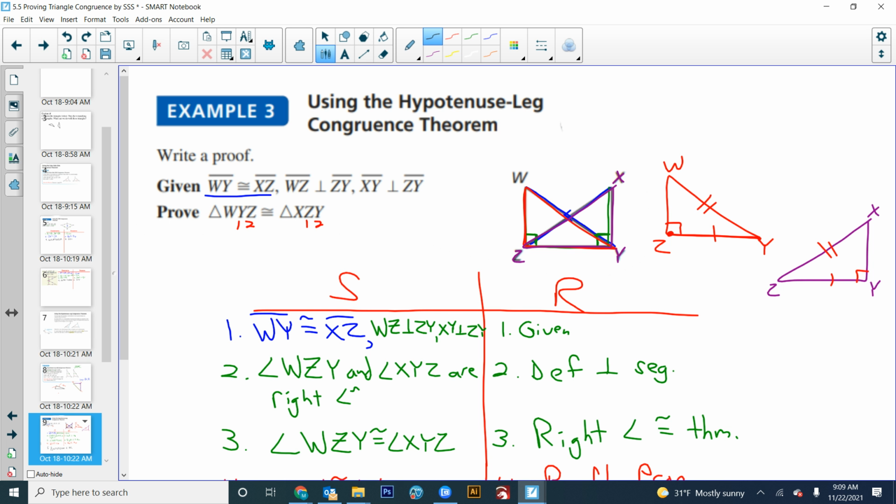Because in SAS the angle has to be in between them. If this were SAS, we'd have to have this angle and that angle congruent. The right angle is the non-included angle. You see it? If you're to say, hi, I'm a congruent side, hi, I'm a congruent side, let's get together. Where these get together, that's the angle that has to be congruent. Not down here. It's not included.